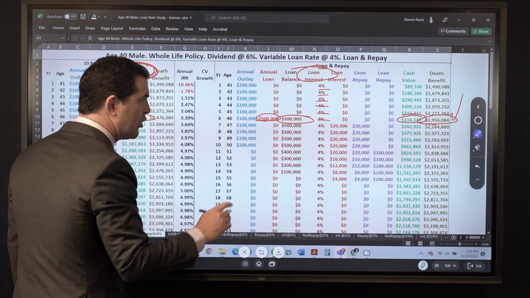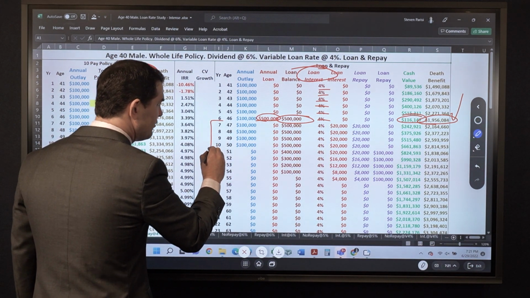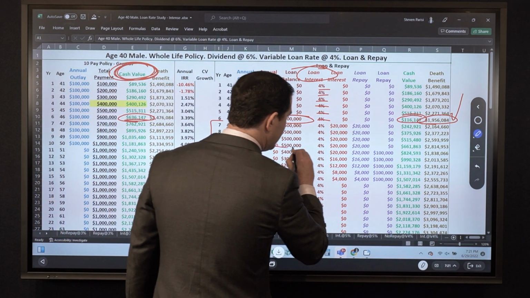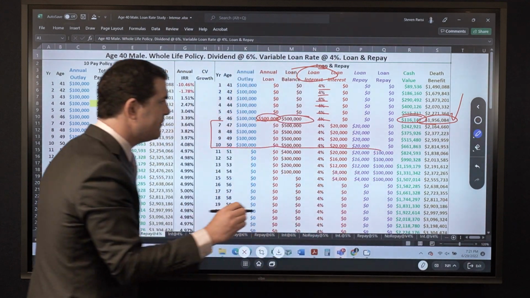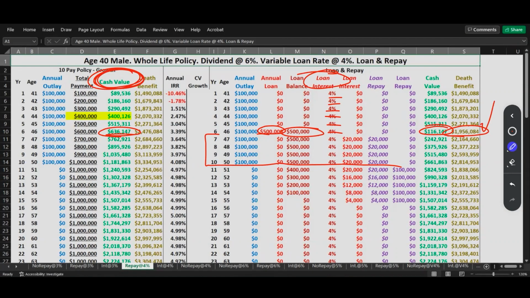Year 6, you take that loan out. Year 7, really year 6 through 10 here. First interest payment is in year 7. Year 7 through 10, loan interest comes due of $20,000 and I pay $20,000. The returns are good to look at here. And you'll see where I'm going.